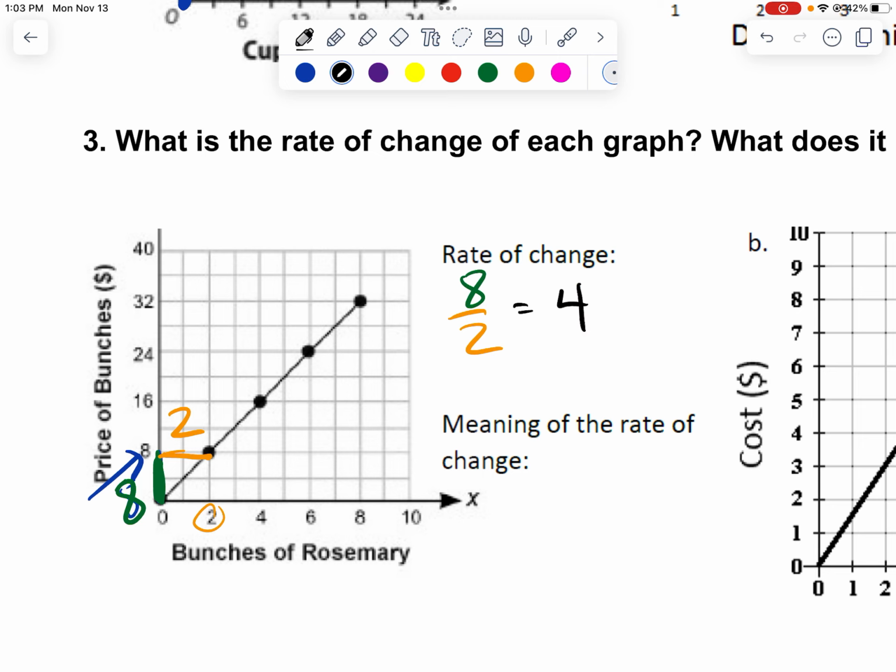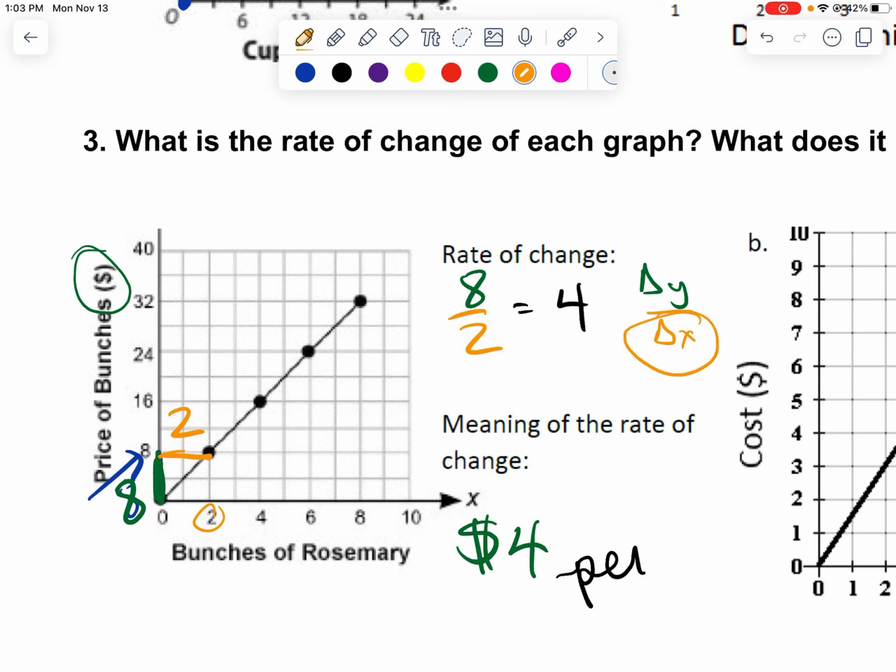What is the meaning of that? Remember, we have the change in y over the change in x. The change in y is talking about money. So that's going to be $4 per, and then when we're talking about the change in x, that's talking about per bunch of rosemary.